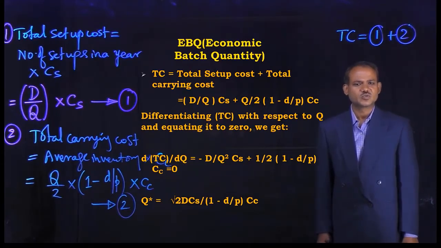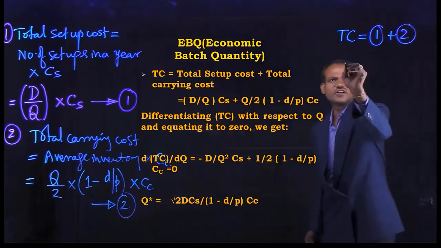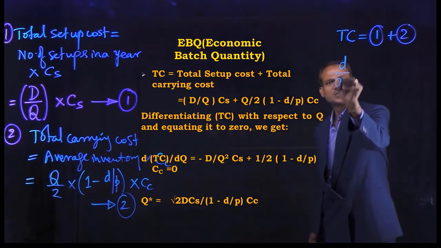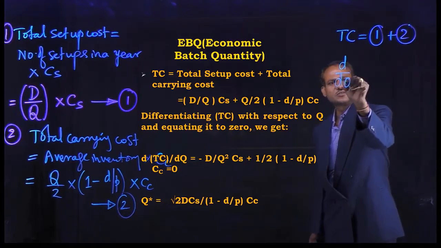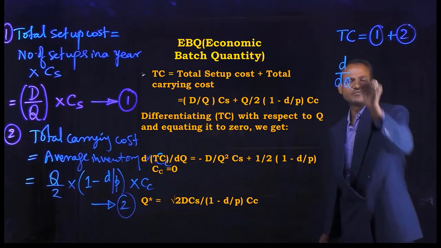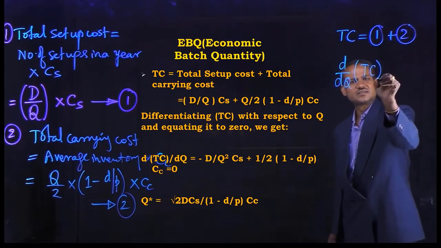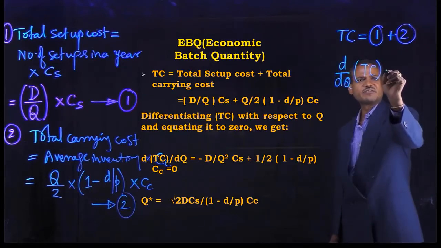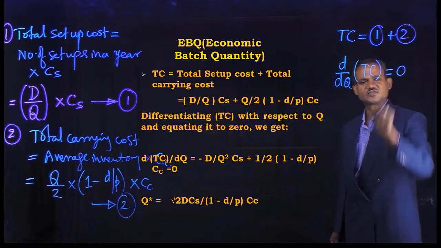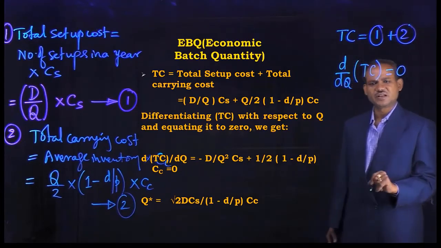known as Q, Q is the variable. We have to differentiate total cost with respect to the variable. That means Q is the variable. d by dQ of TC is equated to 0. Then what will happen?